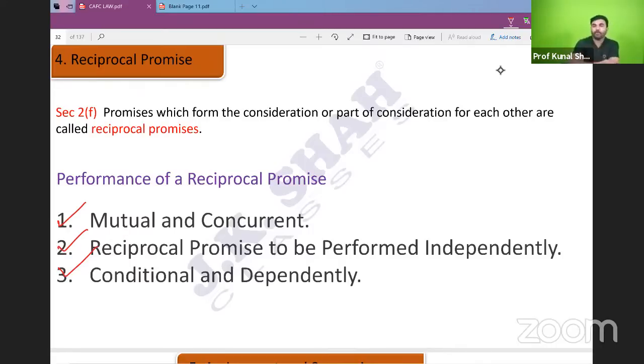However, a reciprocal promise can also be performed independently. When I say a reciprocal promise is going to be performed independently, it means the promisor is going to perform his obligation, the promisee is going to perform his obligations, and both of them are going to perform, and their performances are not dependent upon each other, which means they are independent in nature.